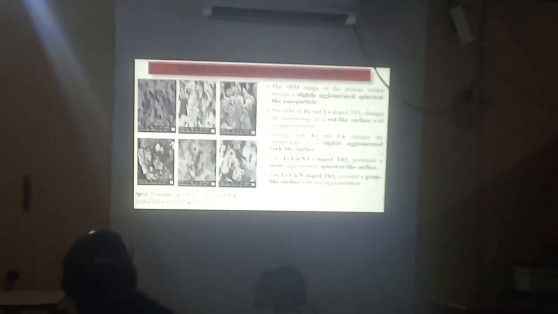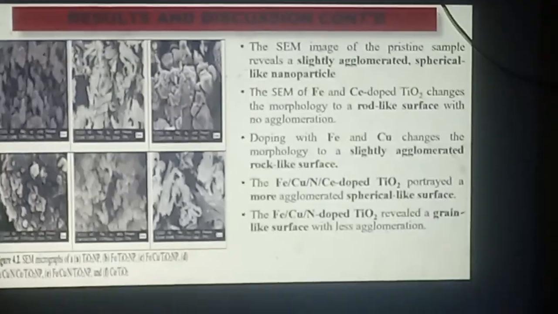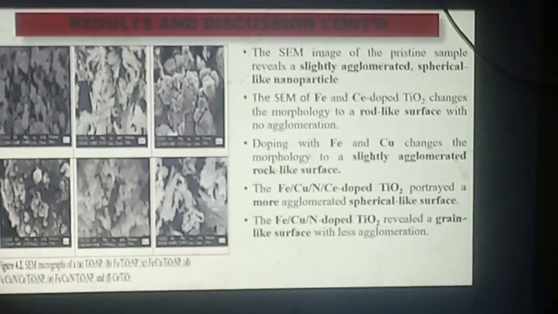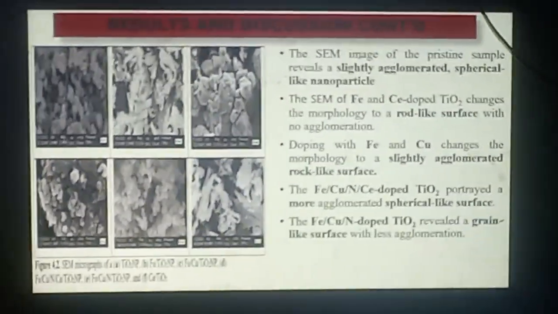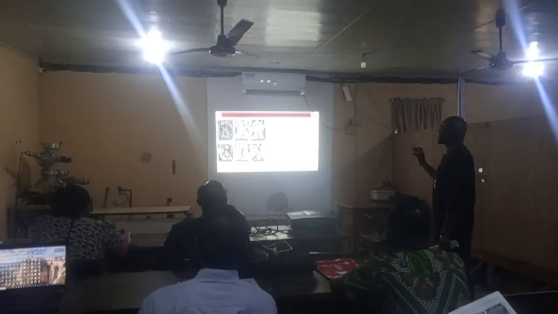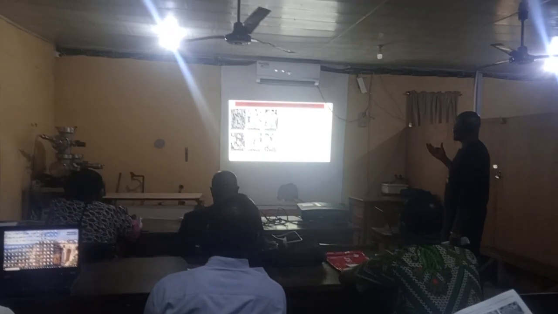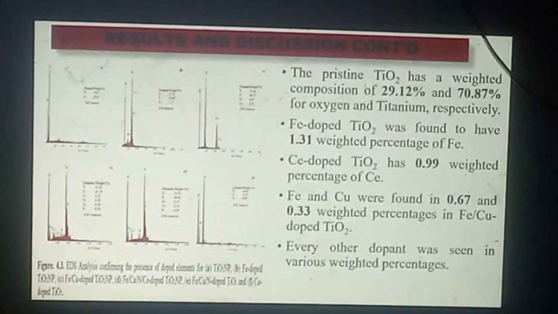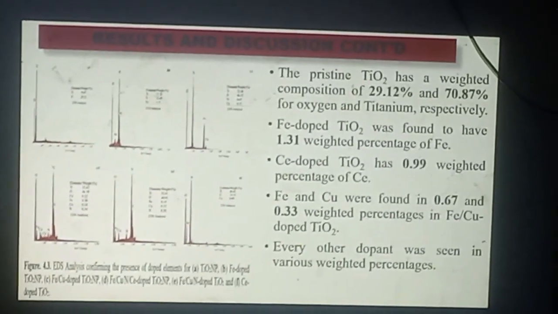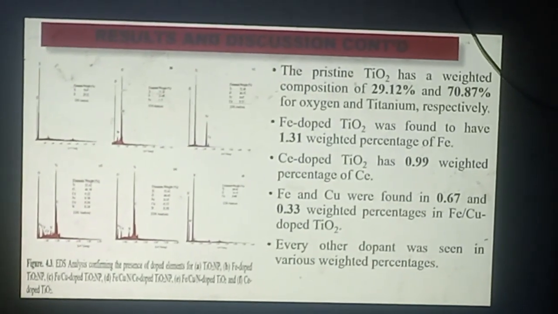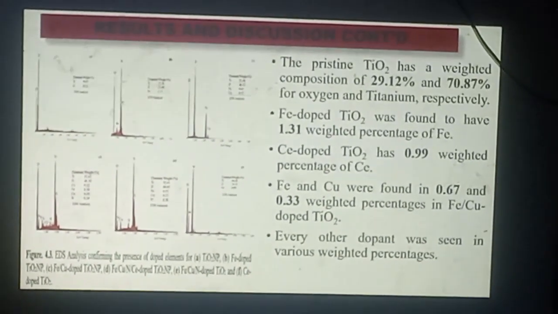Then the SEM analysis. In our SEM analysis, we see that the material itself is slightly agglomerated, spherical-like nanoparticles. And in each of these particles, we are able to find all these dopants in their small percentage ratio.